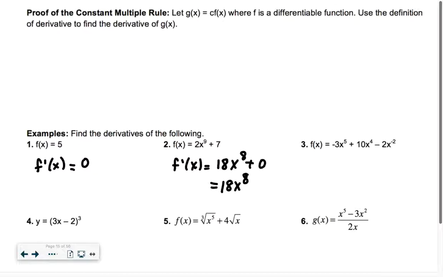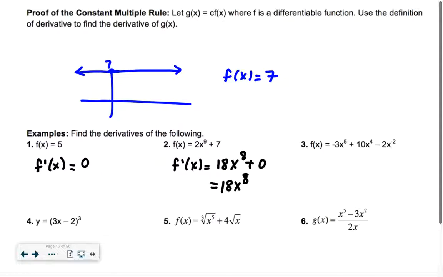Let's think about why this is slope-wise. What does f of x equals 7 look like? A line through 7, right? What's its slope? 0. Right? Does it make sense? All right, so 18x to the 8th. What about this one?